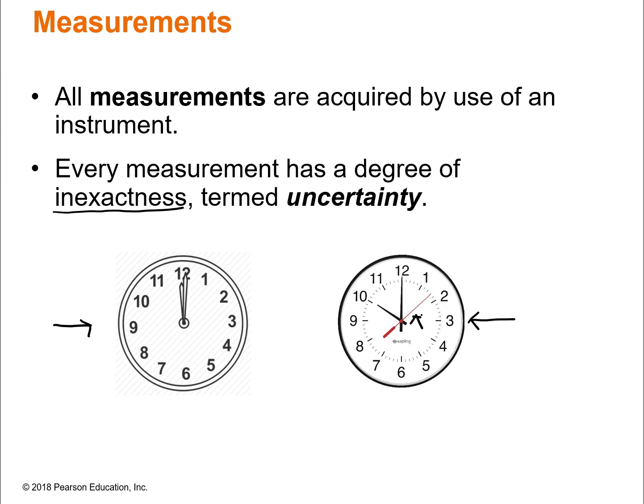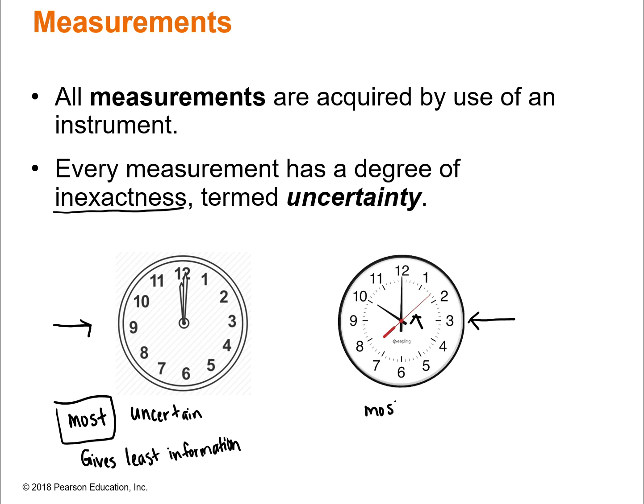If we're relating this to uncertainty, the clock on the left is the most uncertain. It's the one that gives you the least information. Conversely, the clock on the right is the most certain.